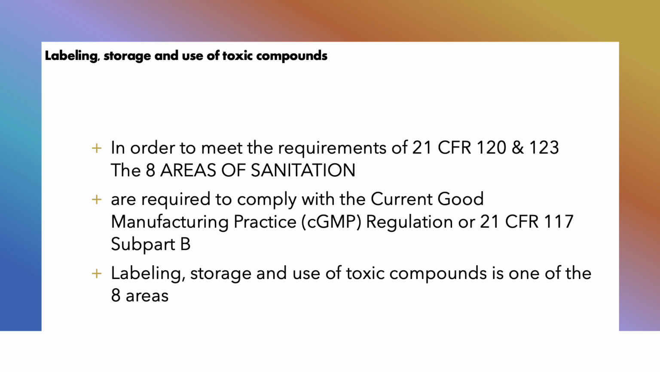In order to meet the requirements of 21 CFR 120 for juice products and 21 CFR 123 for fish and fishery products, the 8 areas of sanitation are required to comply with the current good manufacturing practice CGMP regulation, or 21 CFR 117 subpart B. Labeling, storage, and use of toxic compounds is one of those 8 areas.